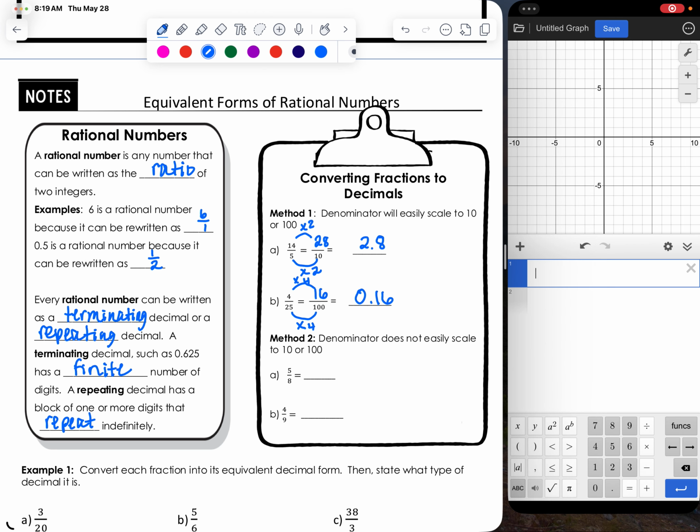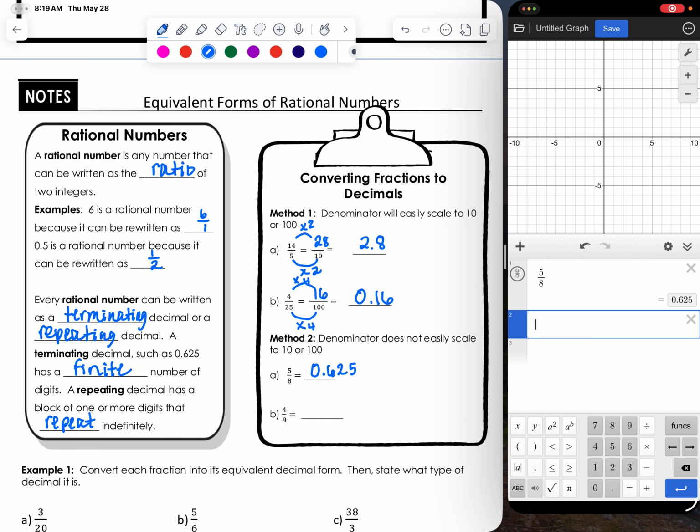Now, if the denominator does not easily scale to 10 or 100, then we just divide the numerator by the denominator. I'll be using a calculator to divide these because in 8th grade, you'll be able to use a calculator on your state test. So I'll just take my numerator, 5, and divide it by 8, and that will give me 0.625, or 625 thousandths.